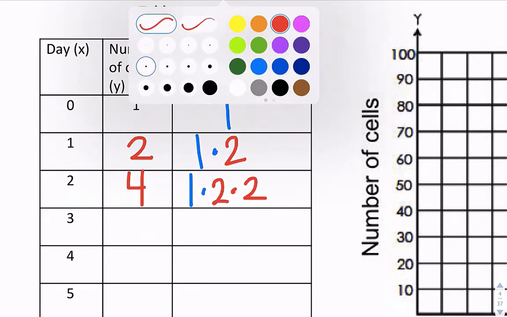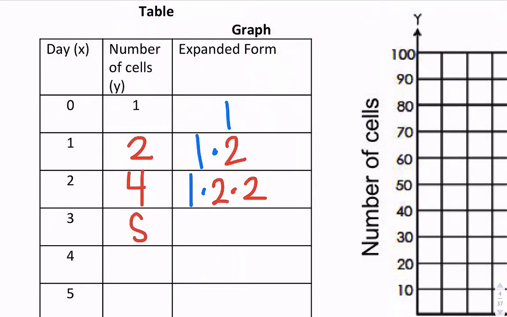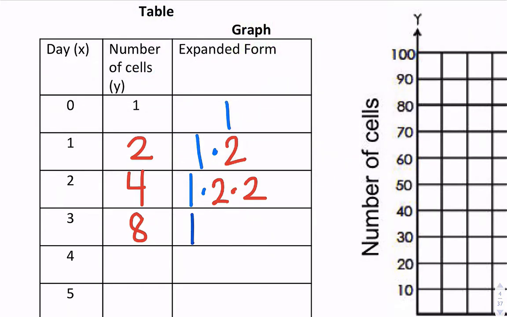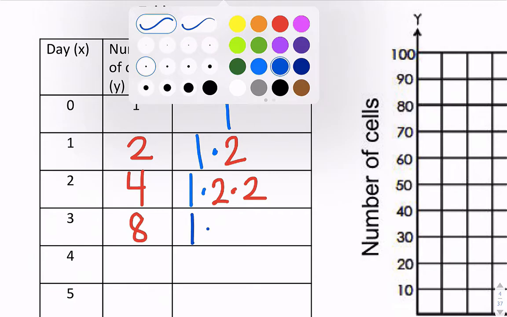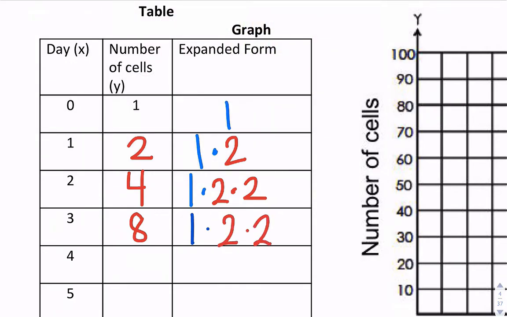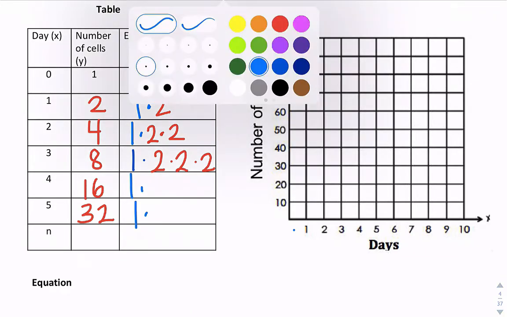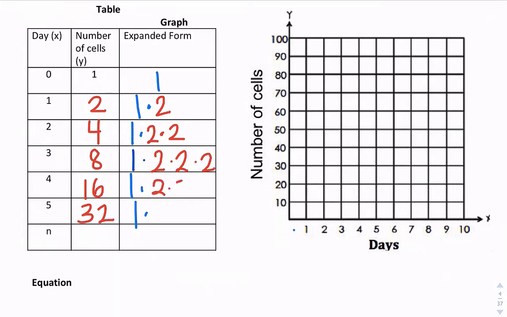The next one at day 3, we'll have 8 cells. Again, we're doubling. So again, we take our 1 cell and we multiply by 2 for day 1, day 2, and day 3. Day 4, we'll have 16 cells, and day 5, we'll have 32. And for both those, remember we started with the 1 cell first. And at day 4, we've doubled it for 4 days. And day 5, we doubled it for 5 days.